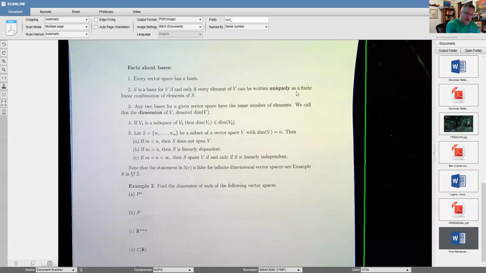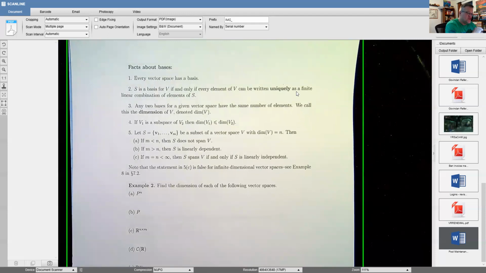But every vector space has a basis. So you can always generate a vector space with a bare bones set of vectors by forming linear combinations. And then everybody in a vector space can be written uniquely in terms of basis elements. So give me a basis for a vector space, give me anybody in the vector space, I can find a unique combination of those vectors that produce that element. So you can't express it in more than one way.